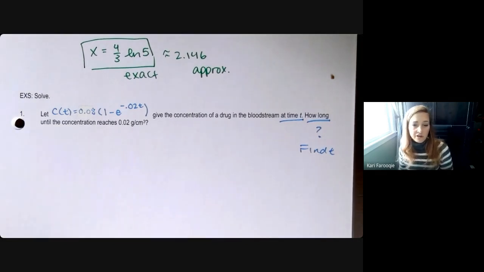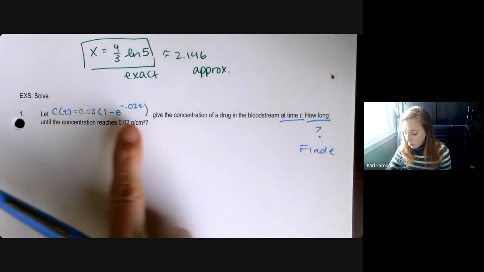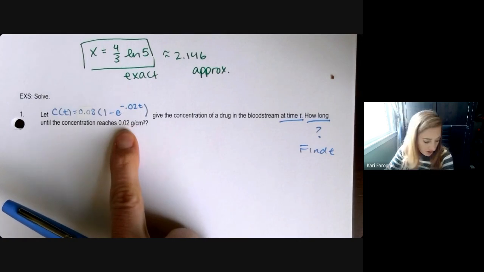Remember, the question always gets you to the variable that you're looking for. So if you're not sure, just ask, what is it asking? Oh, how long? That means solve for time. You're being given a concentration in this case. If C(t) is the concentration, you want to know when C(t) is equal to 0.02.